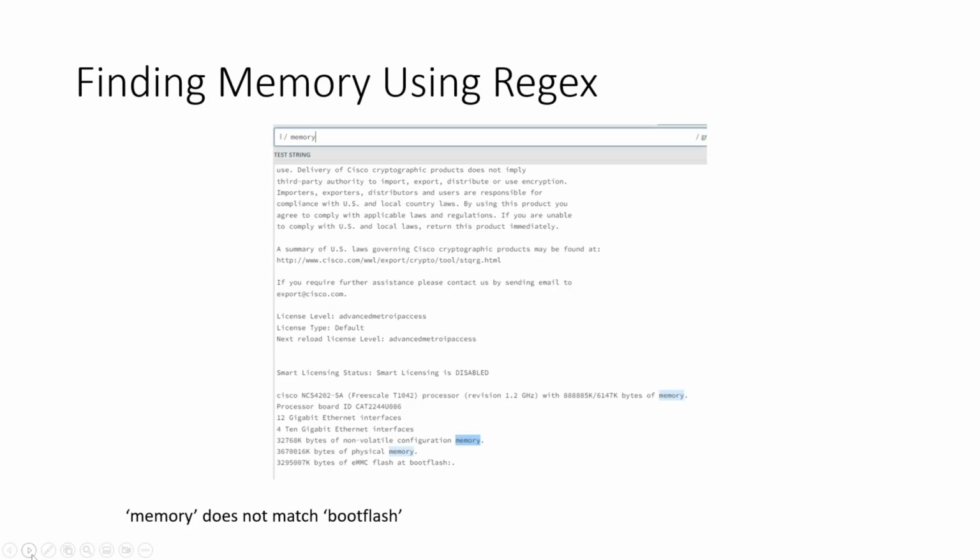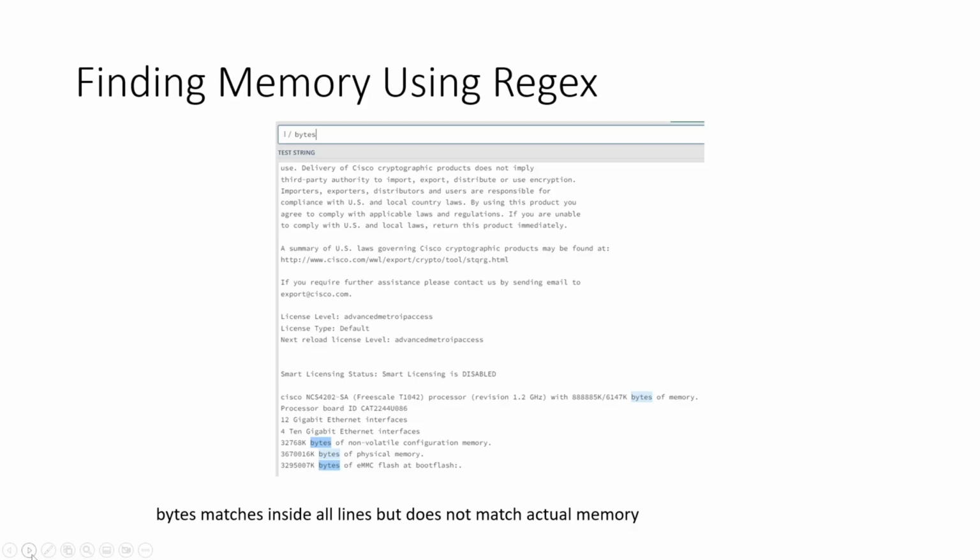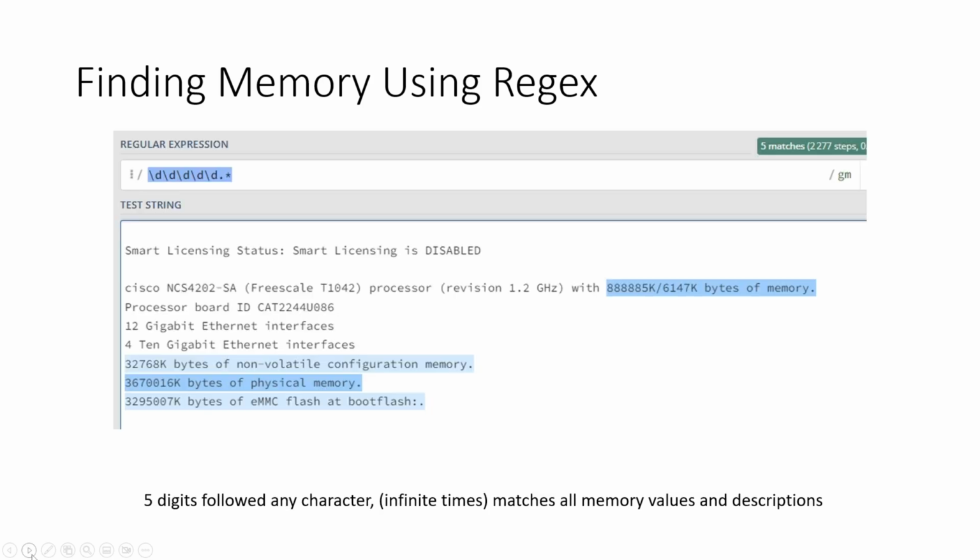If I wanted to find the memory using regex, well, I could search for the word memory, but I've got multiple occurrences of this. And then if I want to look for the word bytes, in this case I still have 4 occurrences. We need to filter this down a little bit more. I can look for consecutive digits. This is kind of a sloppy way to do it. 1, 2, 3, 4, 5, followed by dot star. The dot represents any character, and the star represents any number of occurrences. So this is pretty much going to match every character until you get to the end of the line.